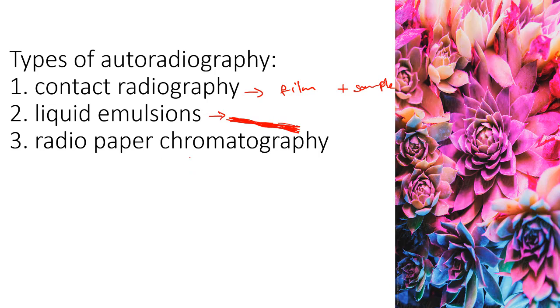Next is paper and thin layer chromatography. In this one, we take a paper, imagine this is the paper. We keep isotopes on it and dip it in a solution so that it shows how much length these isotopes have traveled. Depending on that, we will estimate the radiation.